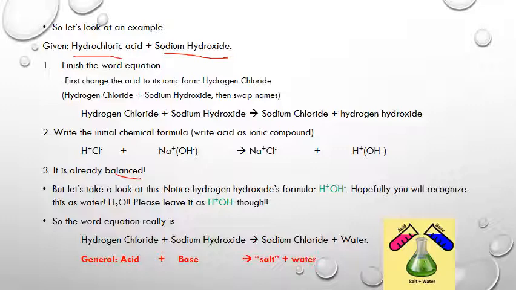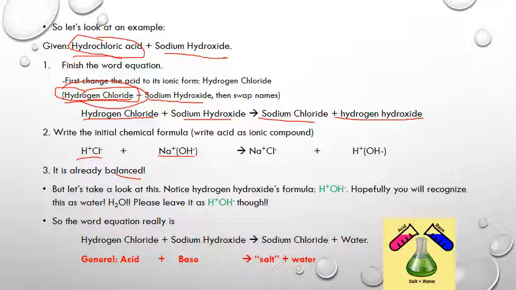So we're going to finish the word equation, but what we got to do is change this to the acid form. That'll help us out. Change this to hydrogen chloride plus sodium hydroxide, and then swap. So the hydrogen will go where the sodium was, and the sodium will go where the chloride was. So you end up with hydrogen chloride will produce sodium chloride and hydrogen hydroxide. And if you write that out, it's HCl plus NaOH gives me NaCl plus H+ OH-. And if you know it, it's already balanced.